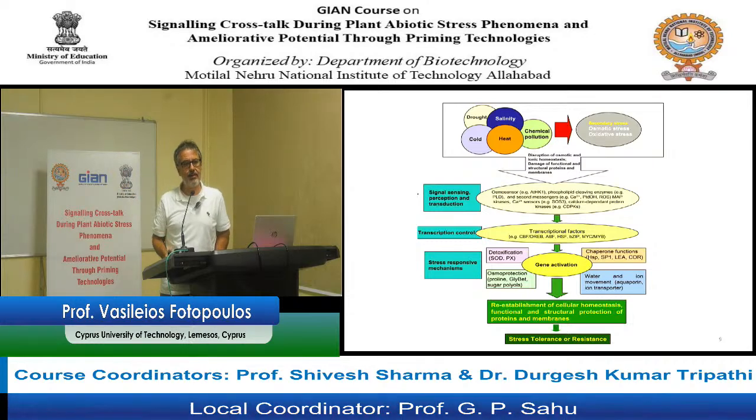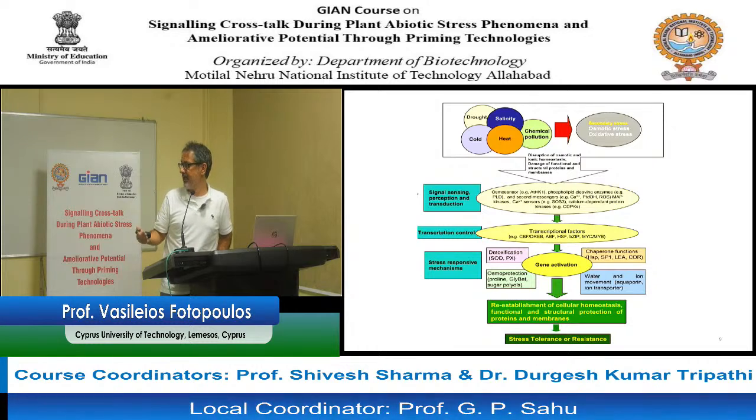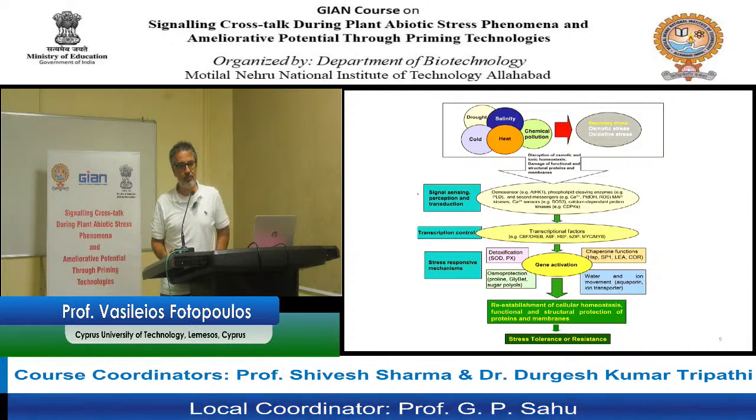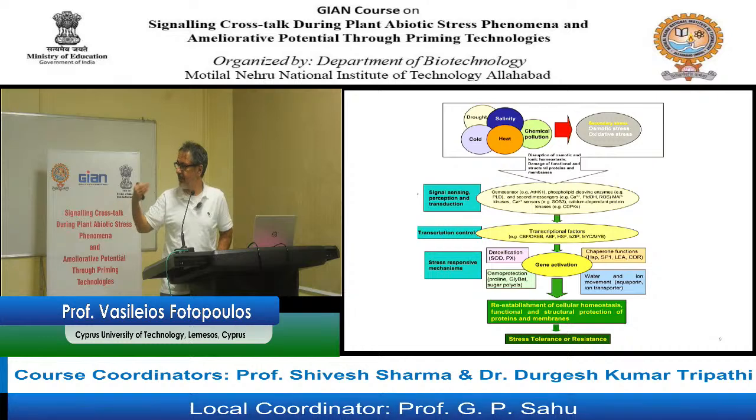Through these quite complex gene activation procedures, we actually do reach a point of re-establishment of cellular homeostasis, functionality of structural proteins, as well as protection of such proteins, enzymes involved in biochemical processes, as well as stability of the membranes, which is key to avoid further damage. And ultimately, this, when achieved, leads to the so-called stress tolerance or stress resistance, depending on the stressor, if we're talking about abiotic or biotic stressors, respectively.